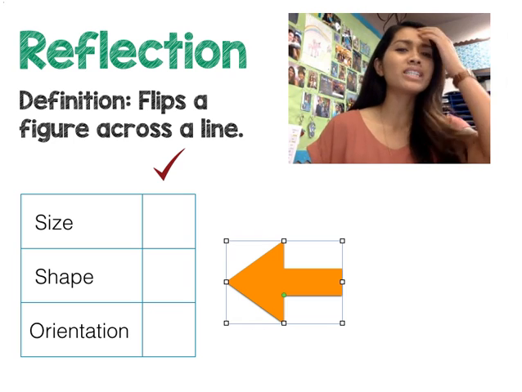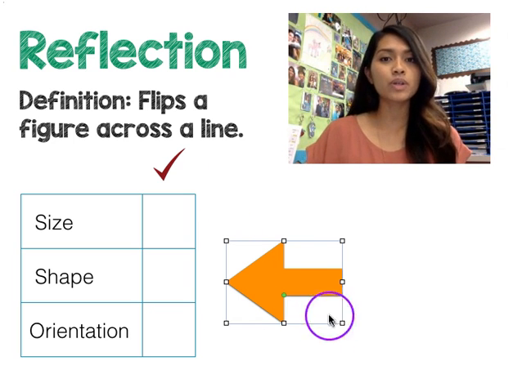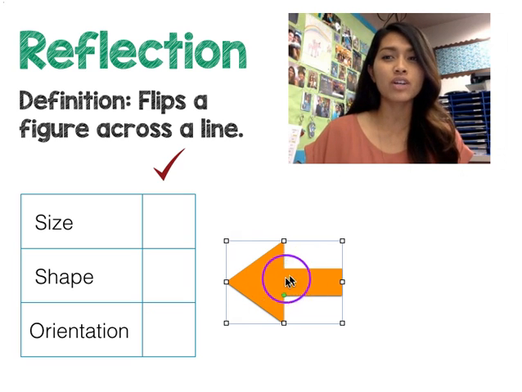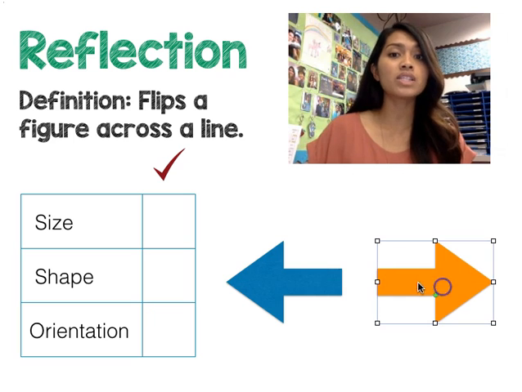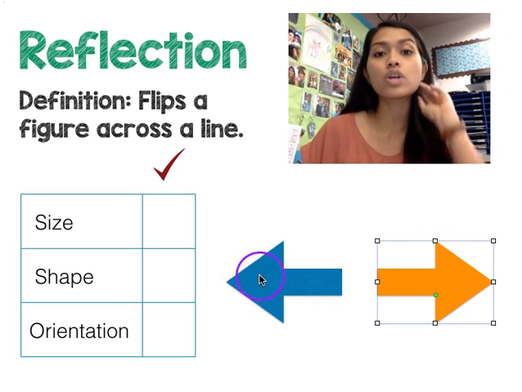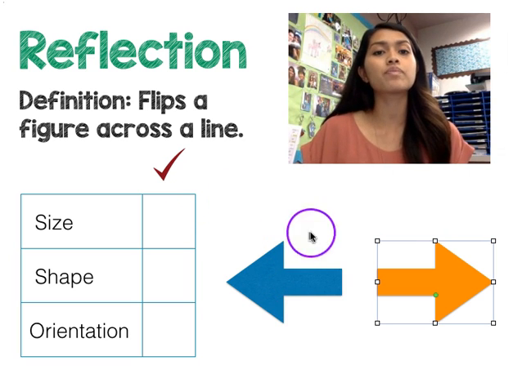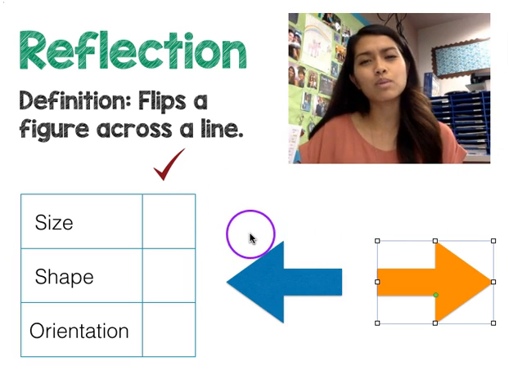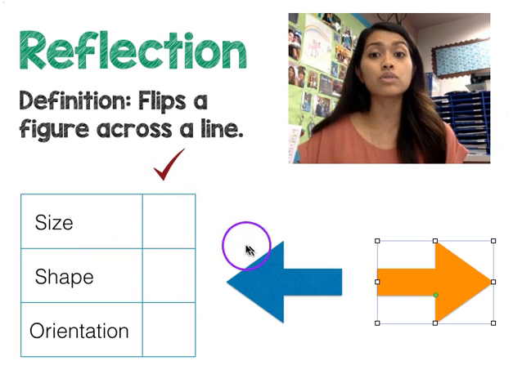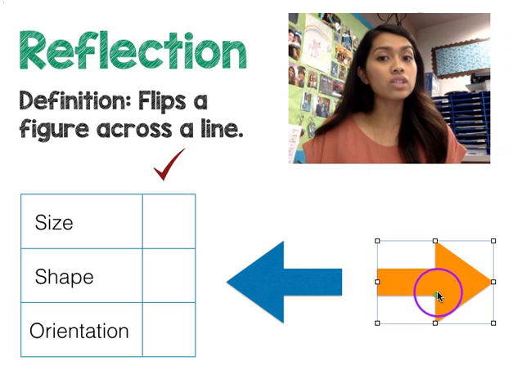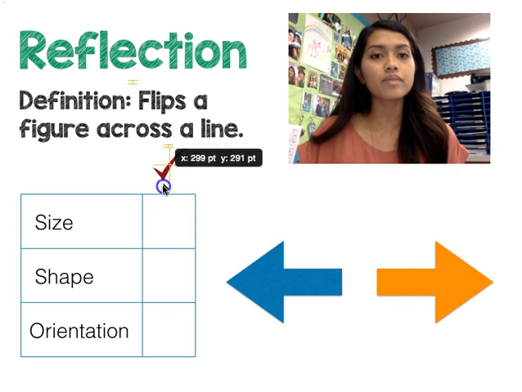What is reflection? Basically, it flips a figure across a line. So again, to give you a quick visual, this arrow right here, if I reflected it, it could look something like this. So now it went from pointing to the left to pointing to the right. That can be referred to as a reflection. So now again, let's take a look at our table. What do reflections preserve? Does it preserve size? Do they look like they're the same size? My answer is yes. So I'm going to go ahead and put a check mark there.